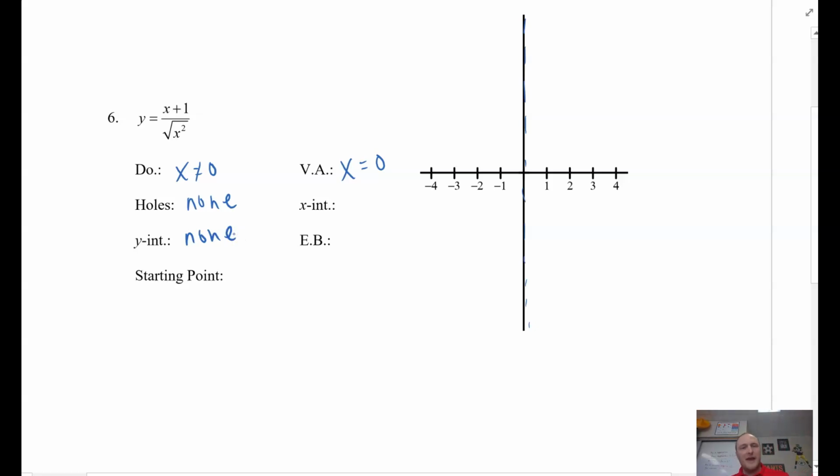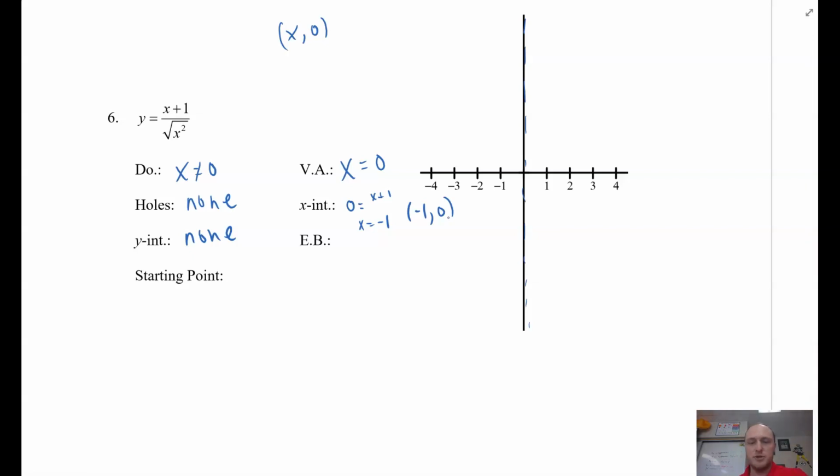Okay, so an x-intercept, again, remember if you want to calculate your x-intercept, x comma 0, I'm going to plug in 0 for y and solve. So this gives us 0 is equal to x plus 1 over square root of x squared. When I multiply both sides by the square root of x squared, this disappears, and we get x equals -1. So your x-intercept is at -1, 0.